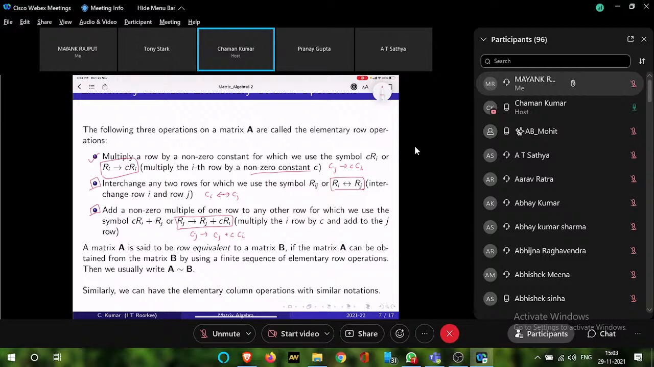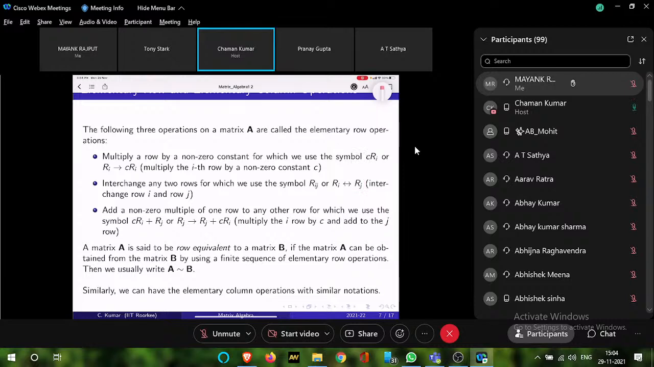So the things that we are going to see from now onward will be mainly for the elementary row operations, but all the things that we see here can also be done with column operations. Sometimes the column operations are difficult to comprehend, therefore we are going to use only elementary row operations in our subsequent discussion.